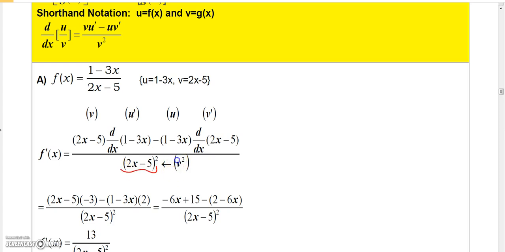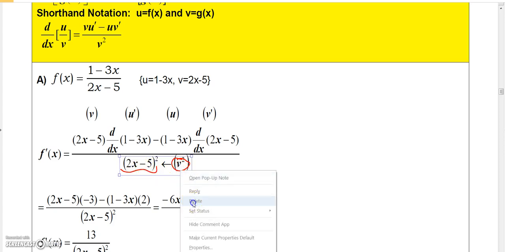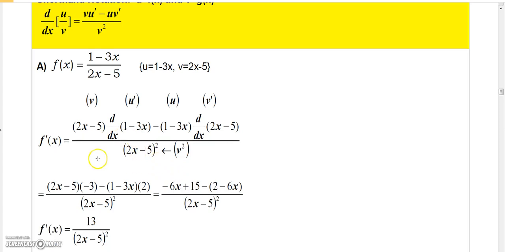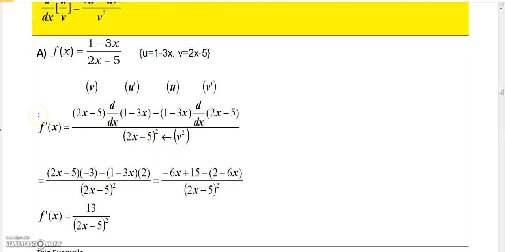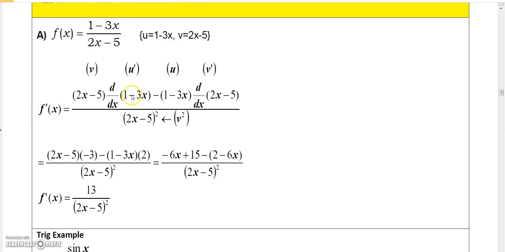Now this right here is not part of the expression. This is just to show you that there is the v squared. So I went ahead and just wrote that there so you could see that that's the v squared. Now again, you could skip this step and just do these derivatives in your head. So let's go ahead and calculate these derivatives.